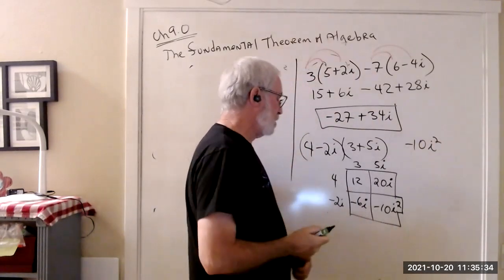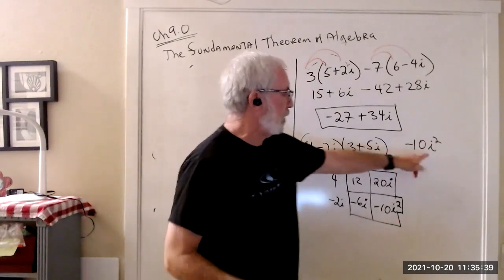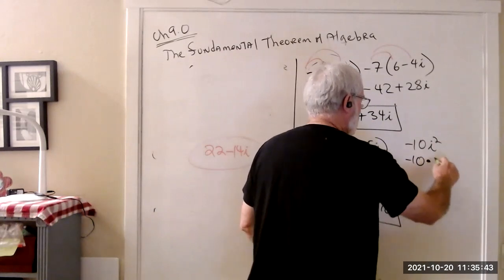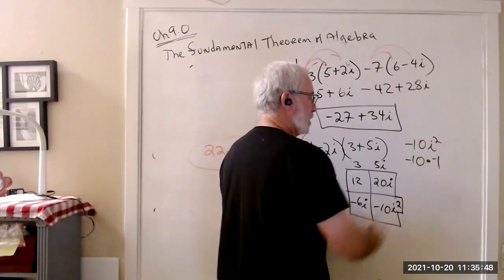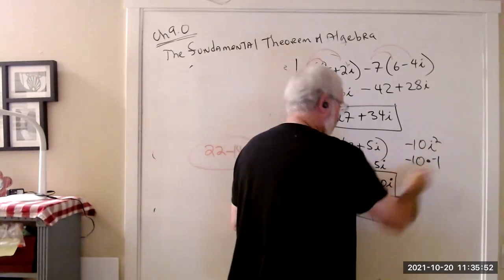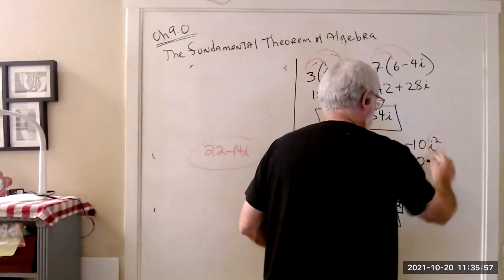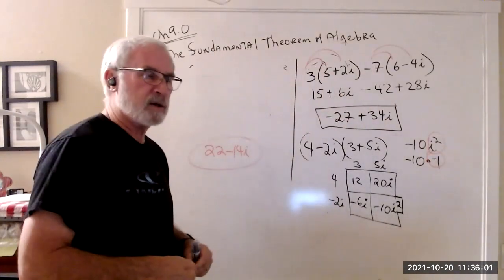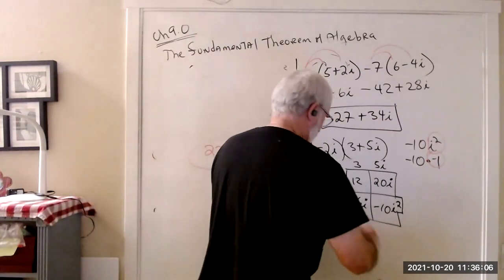What does i squared worth? This is negative 10 times negative 1. Negative 10i squared is negative 10 times negative 1, because i squared is worth negative 1. That was a key formula or rule that you had to know. So this becomes positive 10.